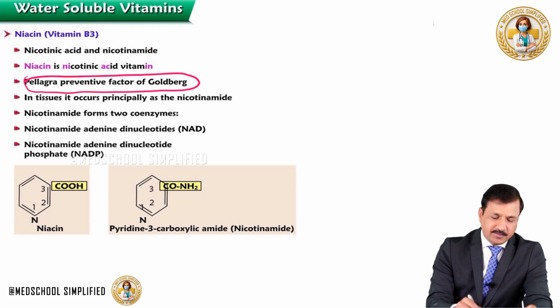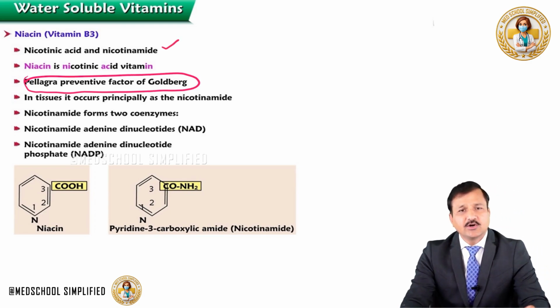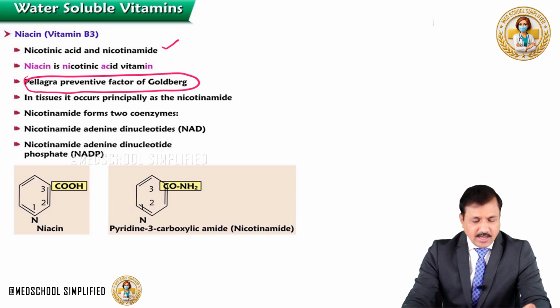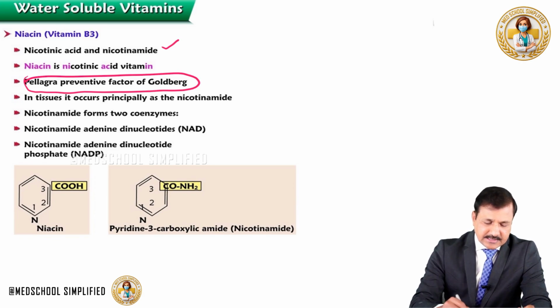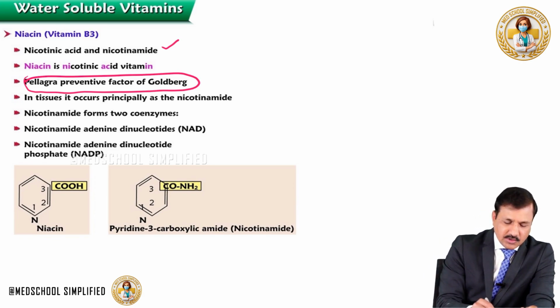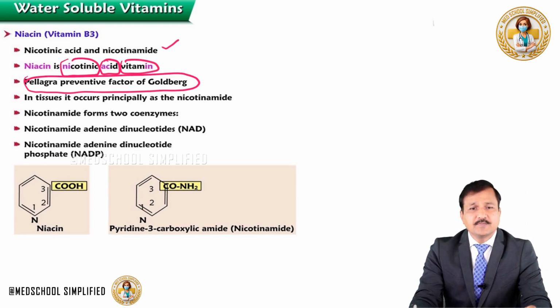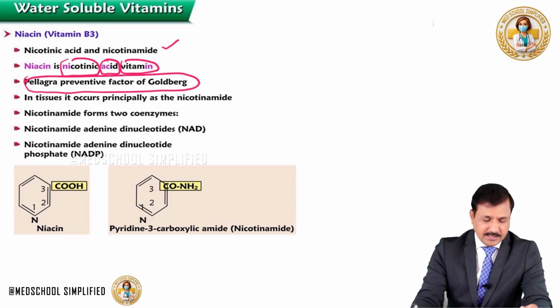So niacin, vitamin B3, is also referred to as nicotinic acid and nicotinamide. Now if you look at the term niacin, as you see here, Ni is for nicotinic and AC for acid, and the vitamin's in is taken for niacin formation. So niacin is nicotinic acid vitamin. That's how you can remember niacin.